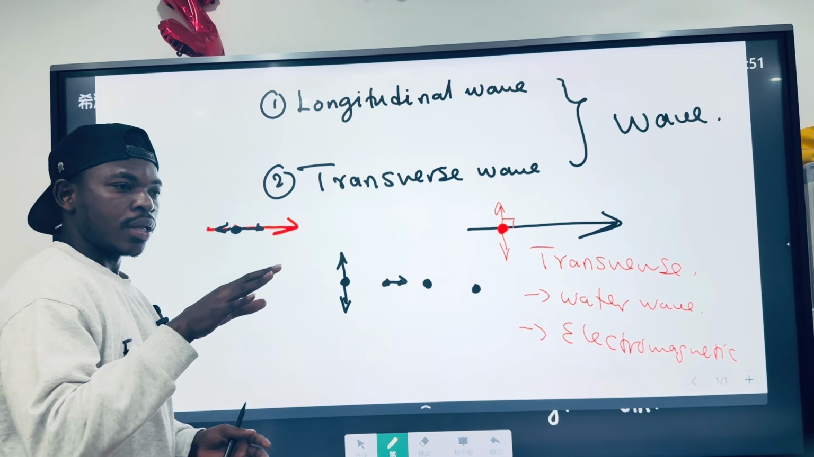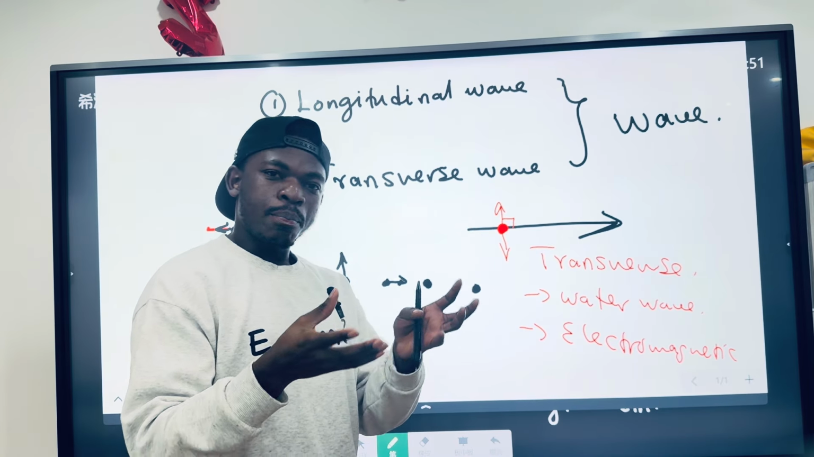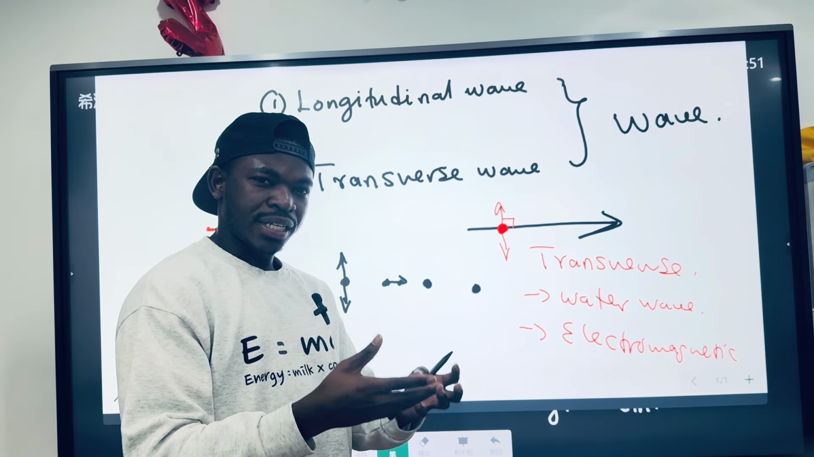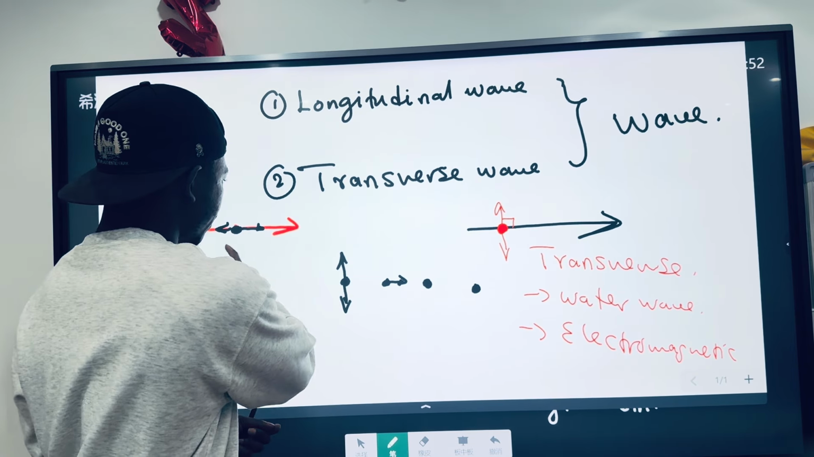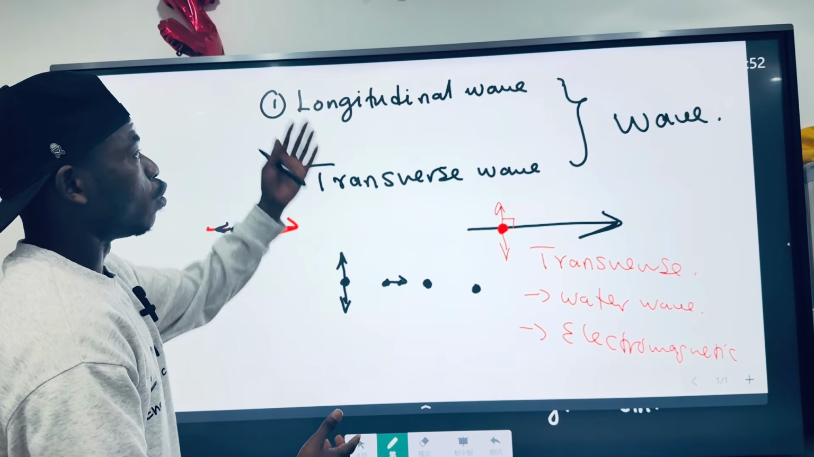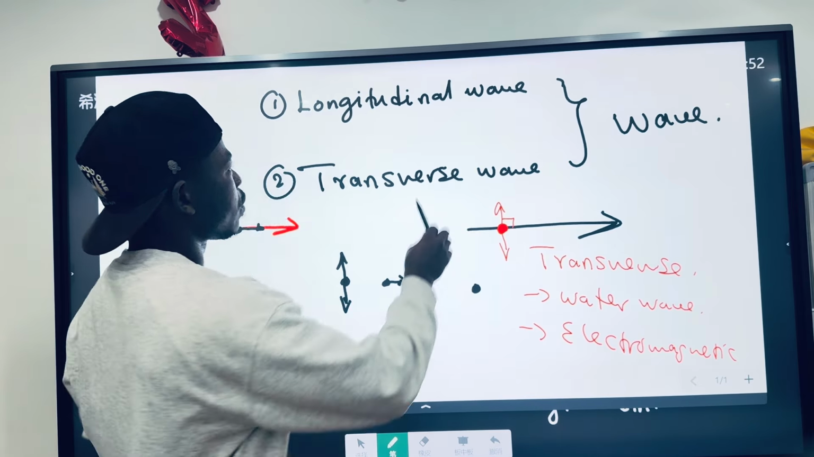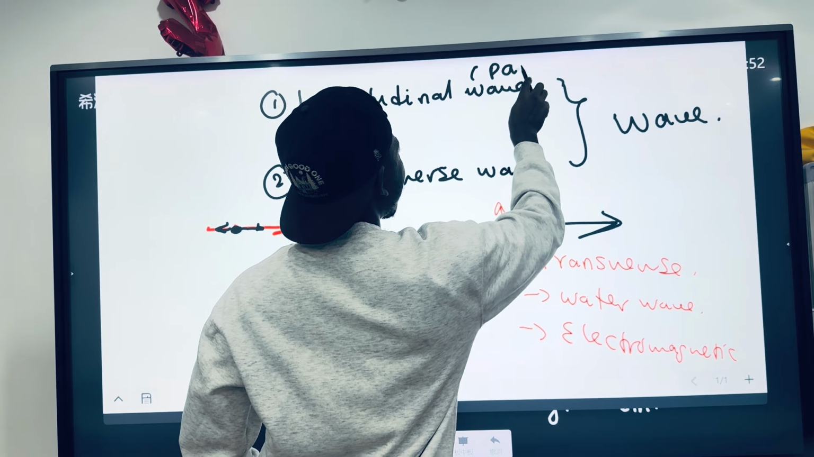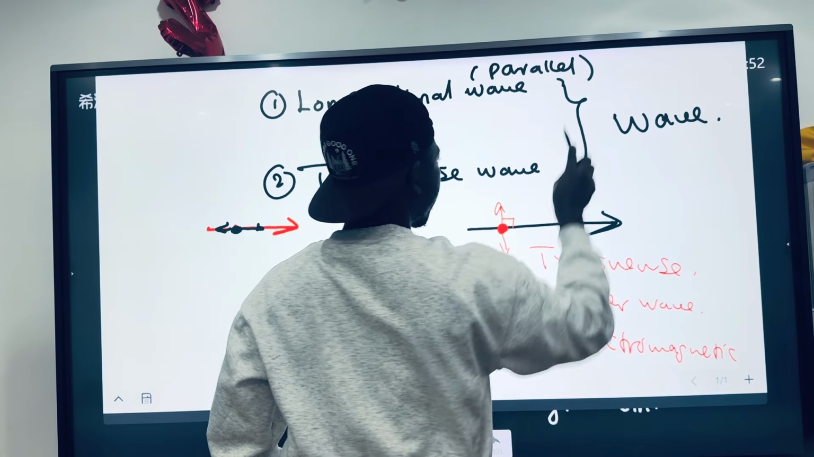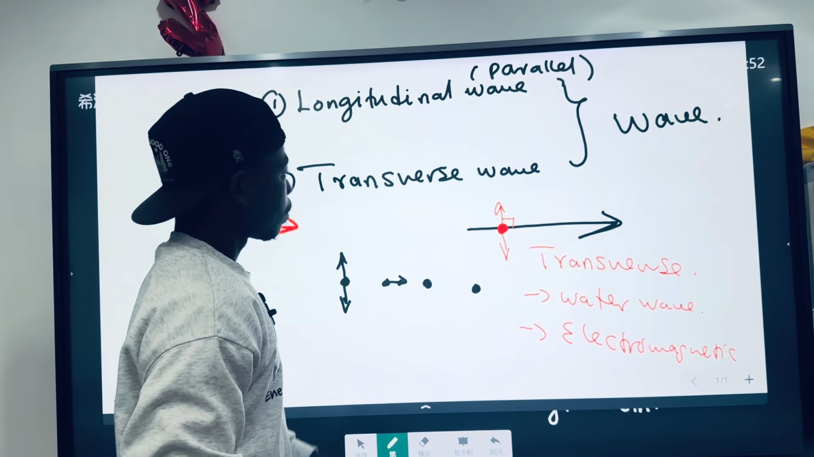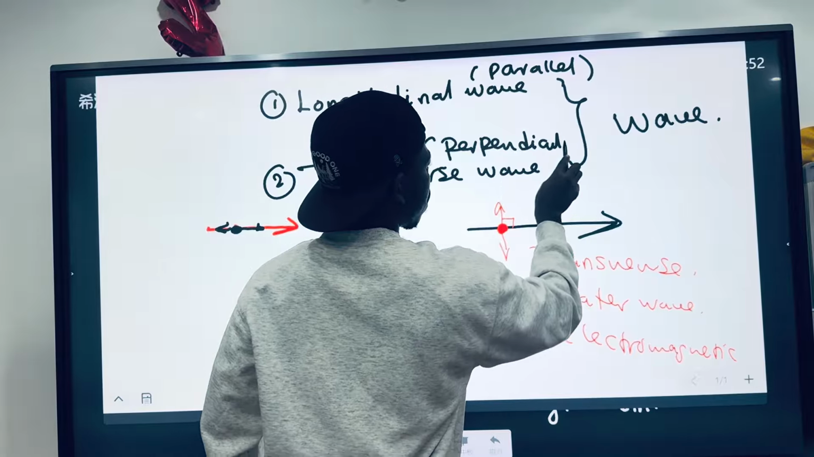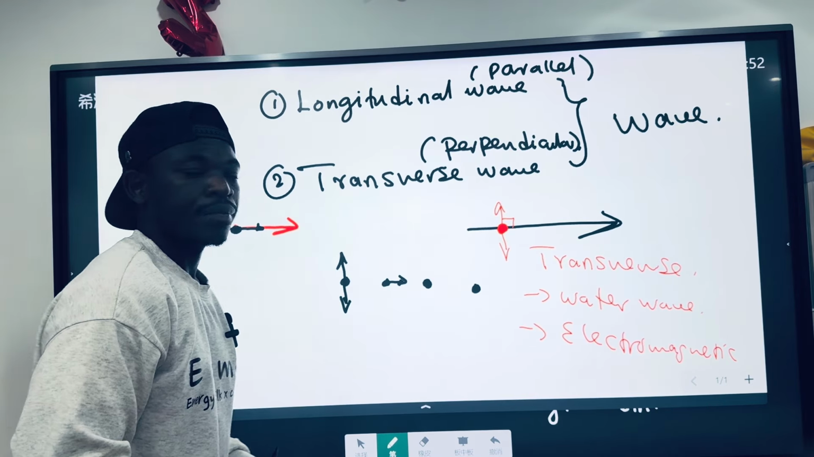So a type of wave where the particles of the medium vibrate parallel to the direction of the wave, we call it a longitudinal wave. So in a longitudinal wave, the particles vibrate what? Parallel. In a transverse wave, the particles vibrate how? Perpendicular. Like that. Good examples.